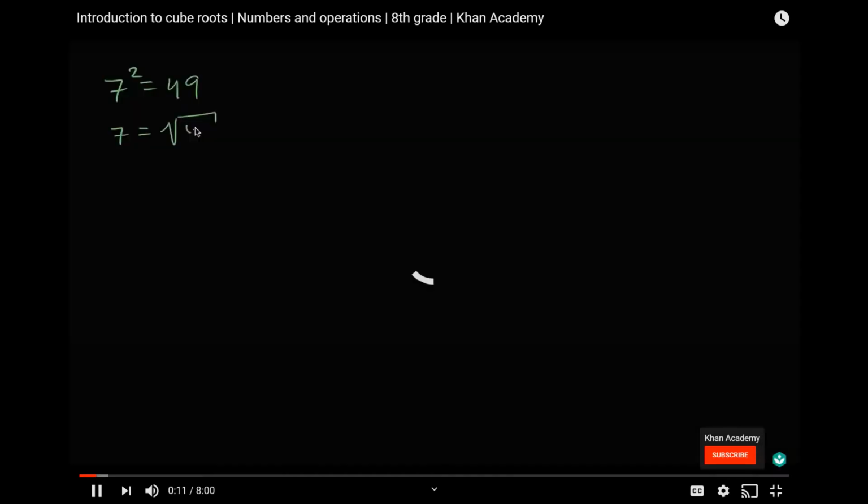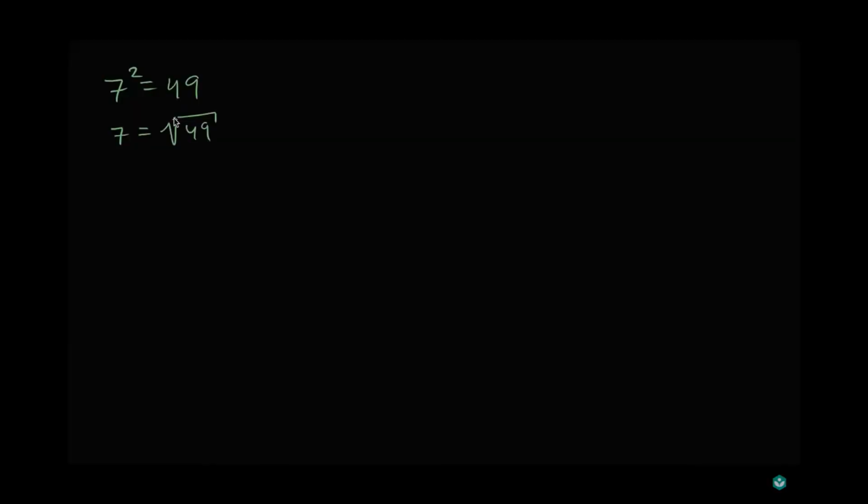root of 49. The square root essentially unwinds taking the square of something. In fact, we could write it like this. We could write the square root of 49. So this is whatever number times itself is equal to 49. If I multiply that number times itself, if I square it, well, I'm going to get 49. And that's going to be true for any number, not just 49.